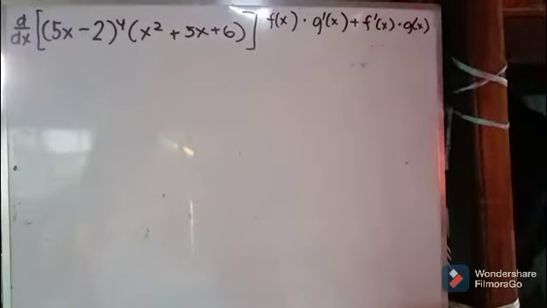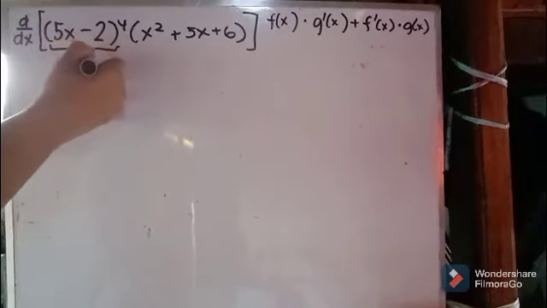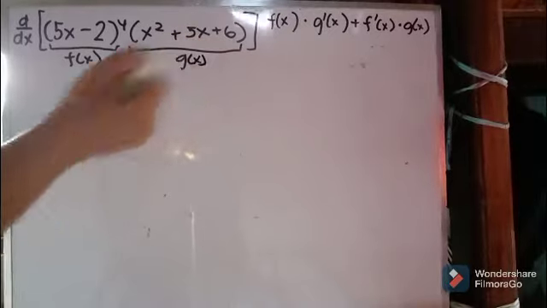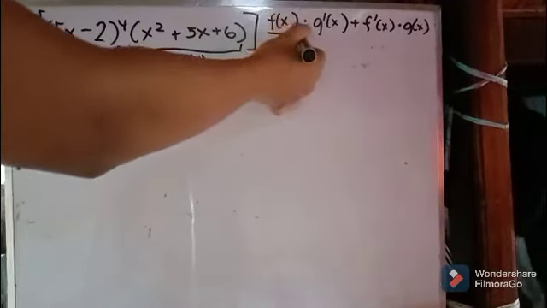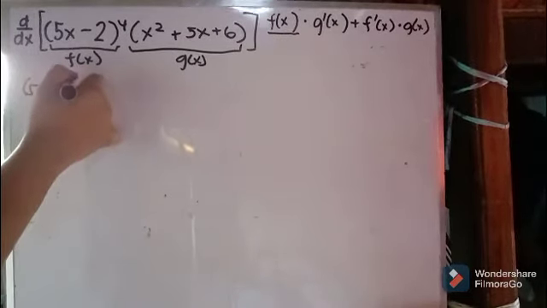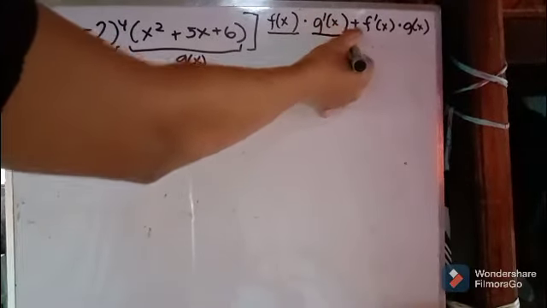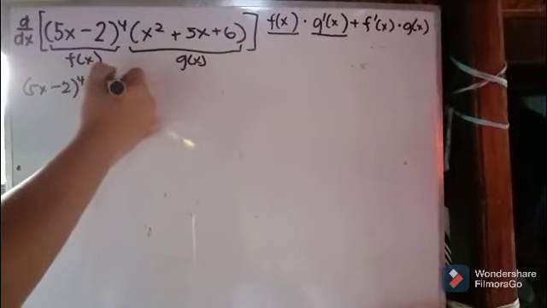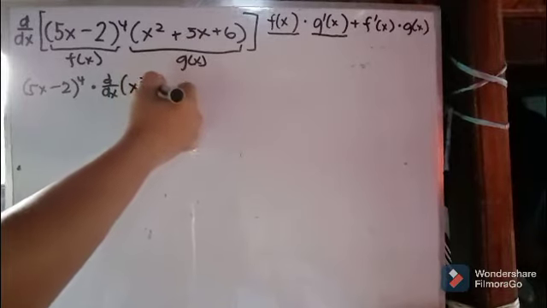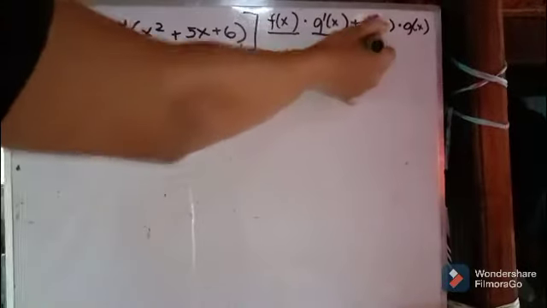So let's assume that this function is f of x and this one is the g of x. So first we get the f of x, so (5x minus 2) quantity raised to 4, then multiplied to the derivative of g of x. So d over dx times x squared plus 5x plus 6 and plus f prime of x.